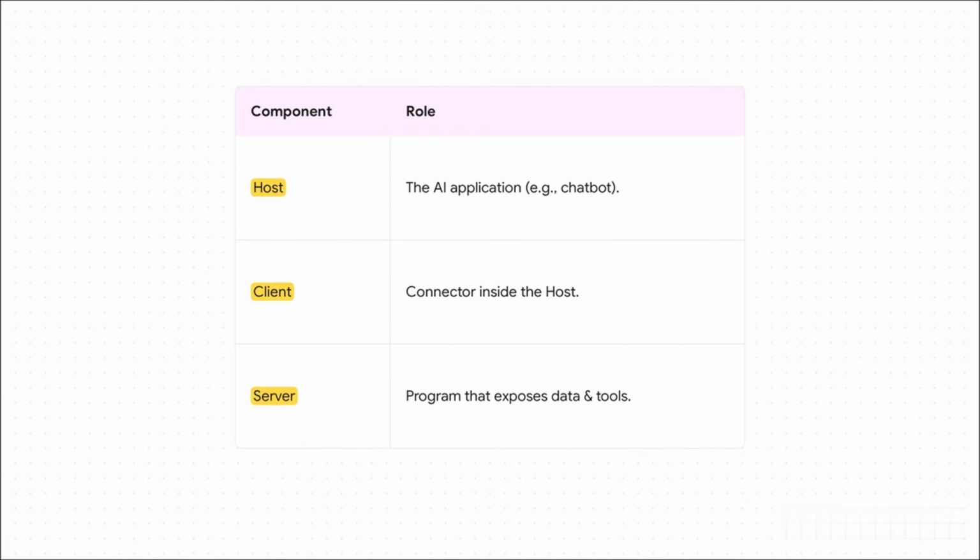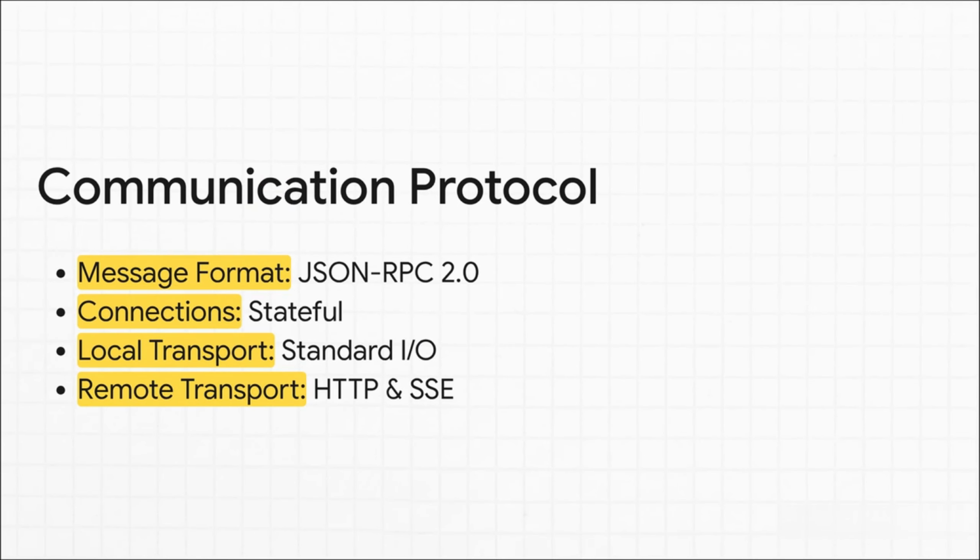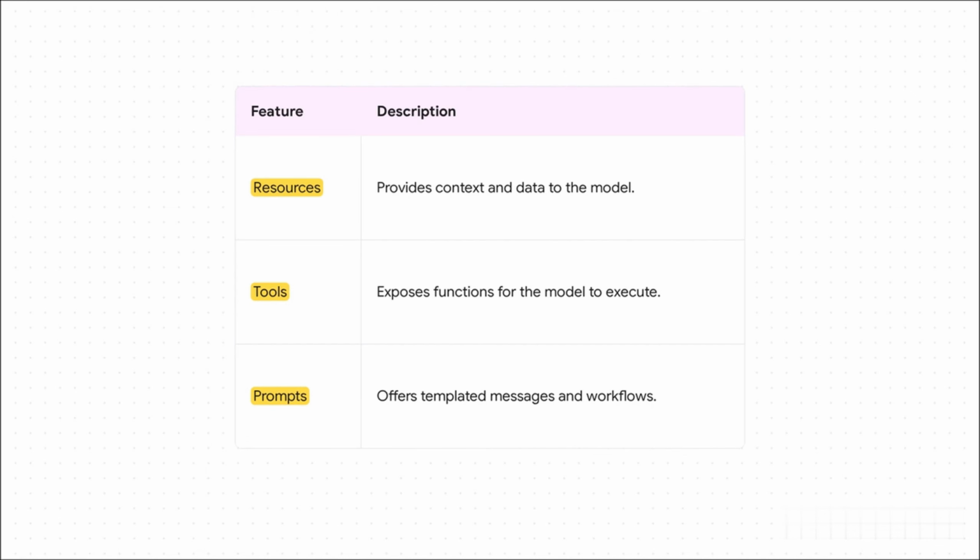So, how do they all talk to each other? Well, the communication is really well defined. All the messages are in a format called JSON-RPC 2.0, and the connections are stateful, meaning they stay open. For local stuff, running on the same machine, it's super simple. It just uses standard I/O. For remote connections, it uses HTTP and server-sent events, which is cool because it lets the server push updates back to your app. An MCP server can provide three main things.